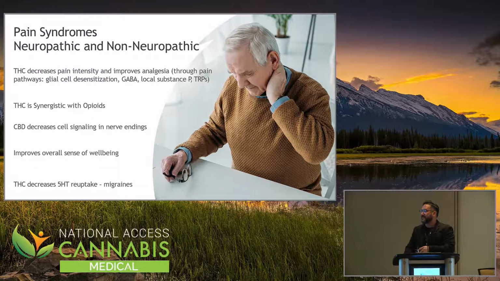CBD decreases cell signaling on nerve endings. We spoke about that. Even if the studies didn't reach significance for pain, for example, and I'll give you the list of them, they reach significance in one specific area pretty much every time, and that's around improvement and overall sense of well-being. You know, you have patients at their end of life.